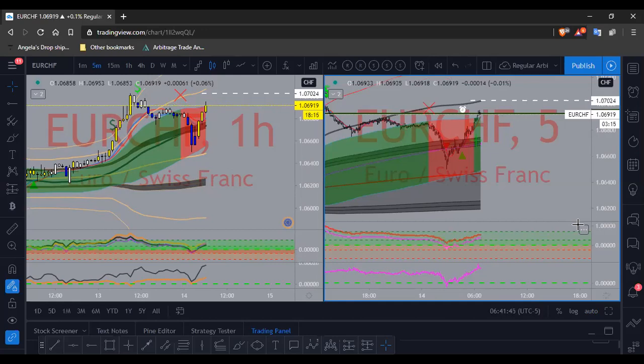But personally, I don't really like anything that I've looked at except for US30, the Dow Jones. That's basically all I'm liking as of right now.